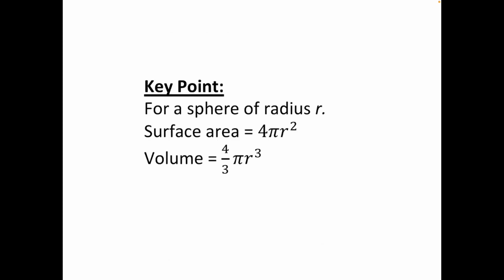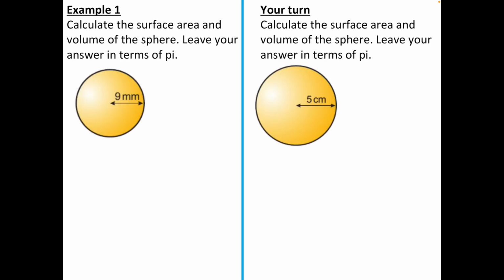Okay, our first key point for today is that for a sphere of radius r, so that's from the very centre of the sphere out to the edge, surface area is found by 4 pi r squared, and volume is found by 4/3 pi r cubed. Can you please pause the video here and write these down into your book? Okay, we need to be able to use these.